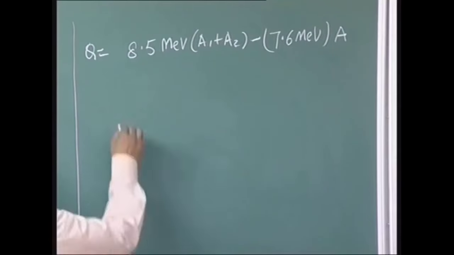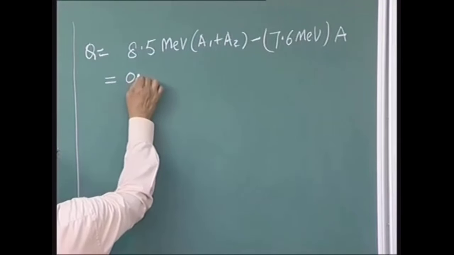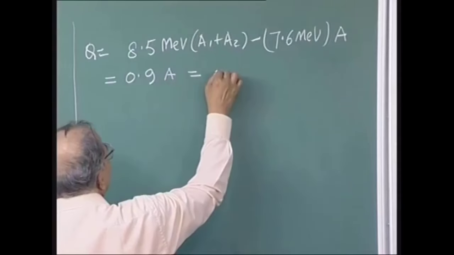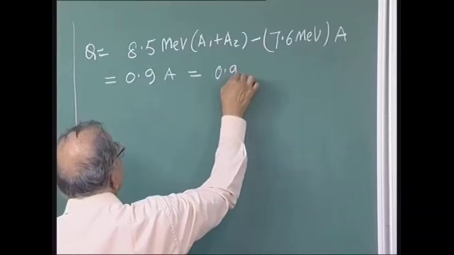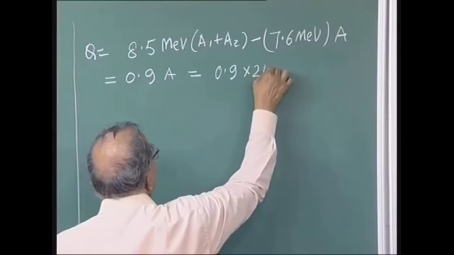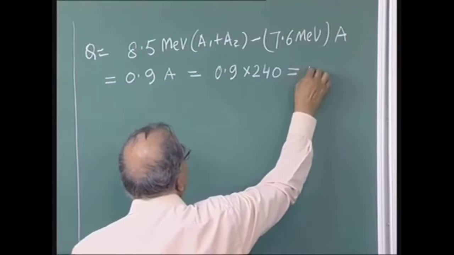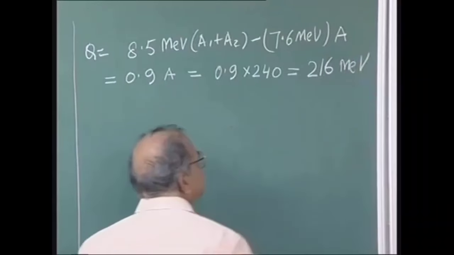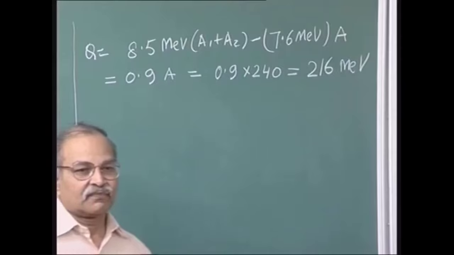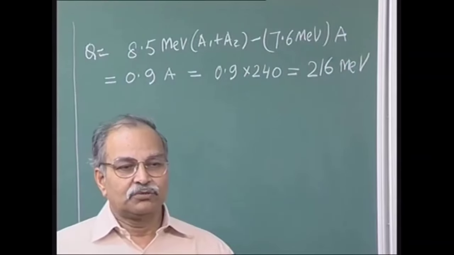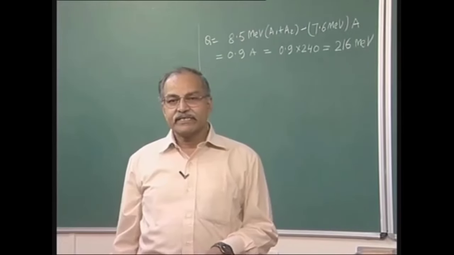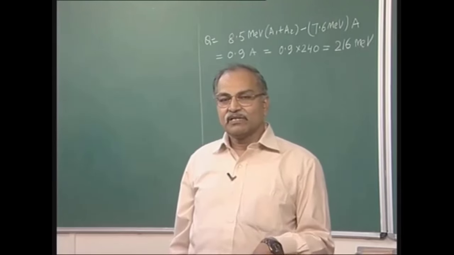So, minus 7.6 MeV into A, and A is equal to A1 plus A2. So, it is just 0.9 times A, and if you take A to be around 240, it is 0.9 into 240, and how much is that? That is 216 MeV. Positive, right? Positive.